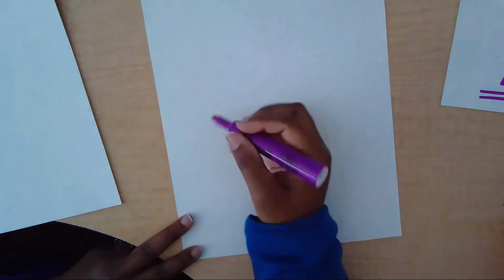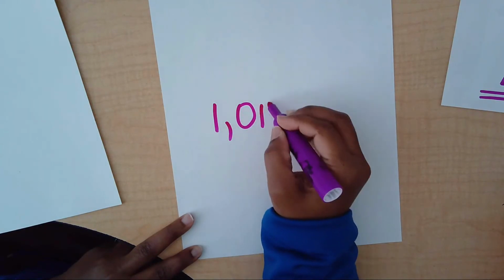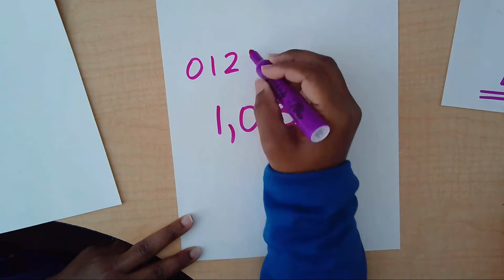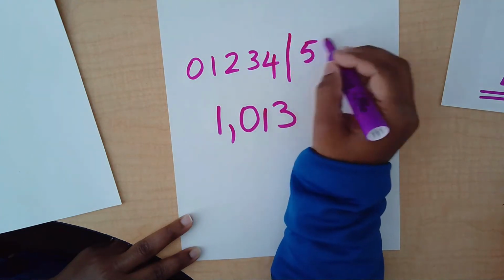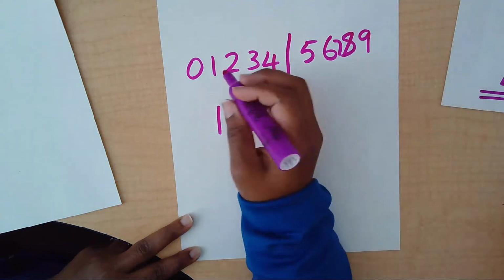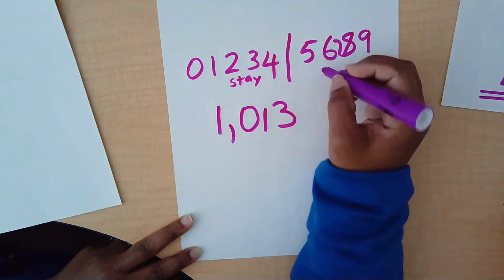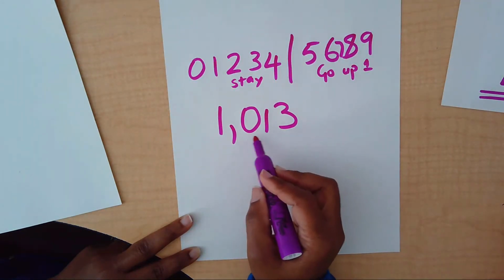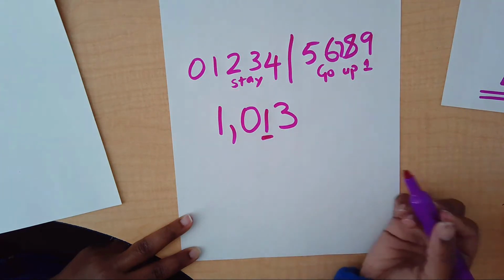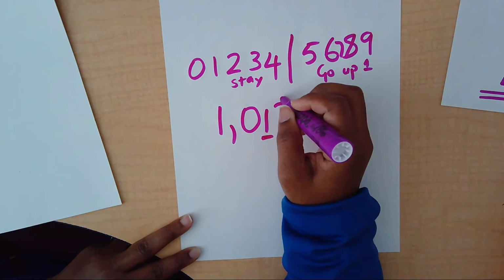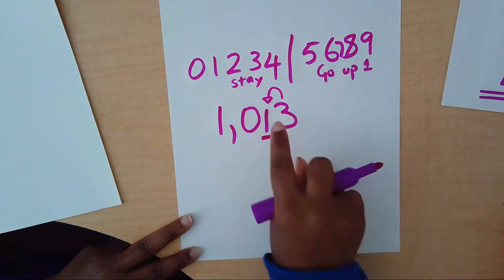Let's do another example. Let's do 1,013. I am going to use my should I stay, should I go, I don't know. 7, 8, 9, and this is stay, and this is go, up 1. We are going to round this to the nearest 10. We look for the number that's in the tens place. The 1 is in the tens place. The arrow is going to come from its neighbor. I hope you said that.